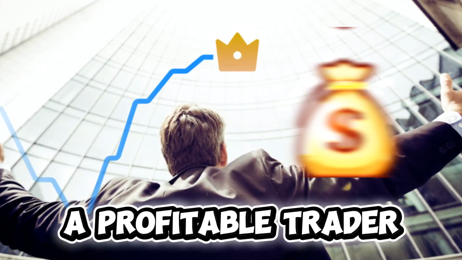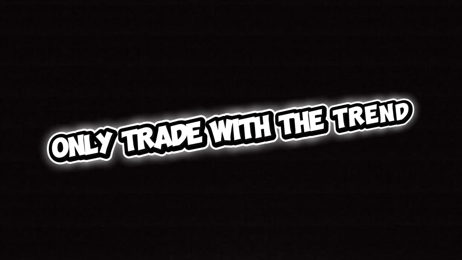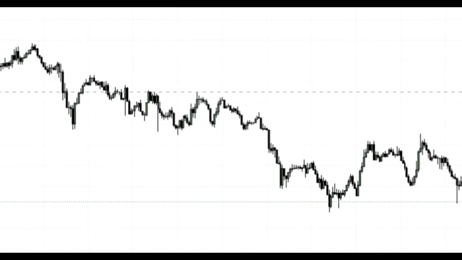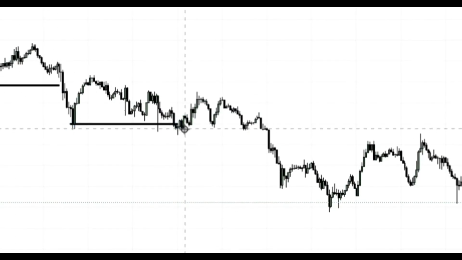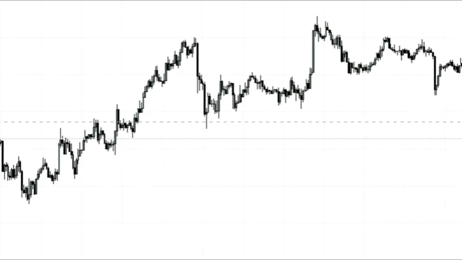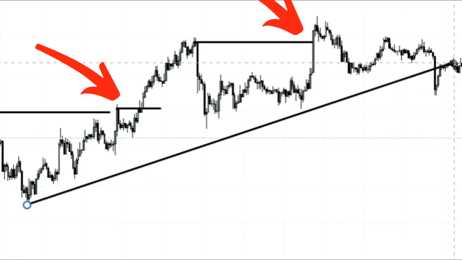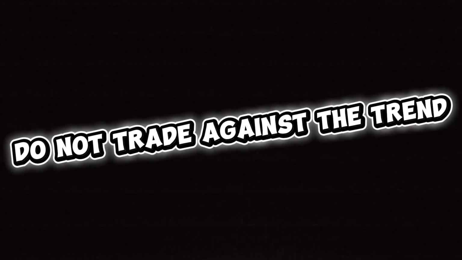If you ever want to be a profitable trader, then these are the 5 price action rules that you should know. Number 1. Only trade with the trend. This really goes without saying, but if price is breaking lows and showing that it's consistently bearish, you should only look to trade bearish, and vice versa. If price is breaking highs and consistently showing that it's breaking highs, you should only look to trade bullish. Do not trade against the trend.